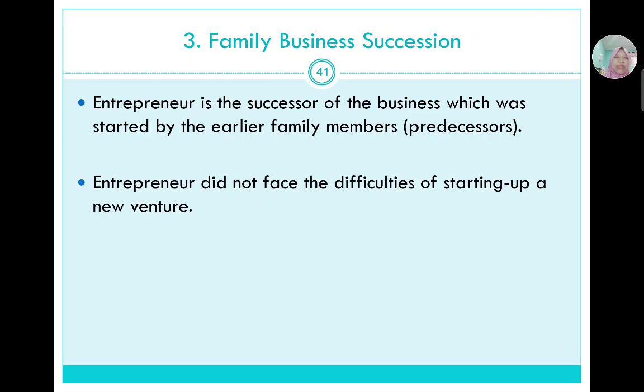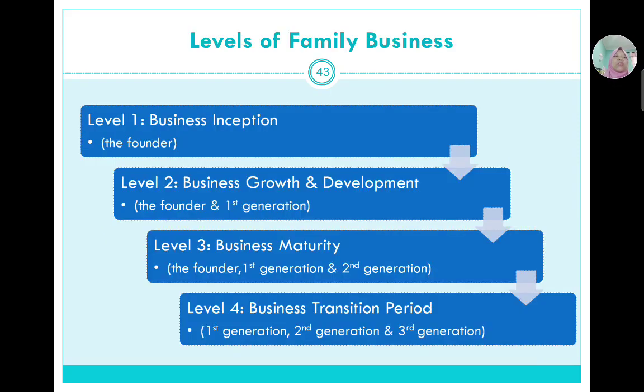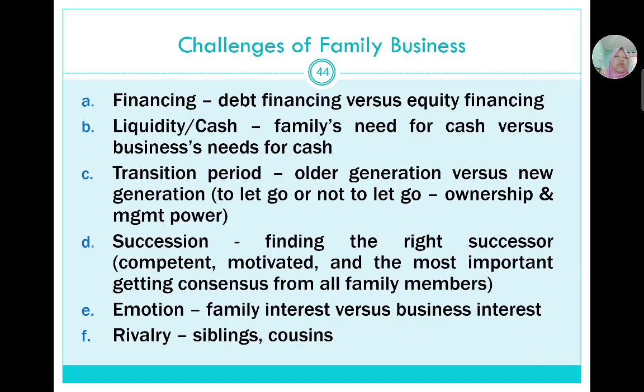Okay, number 3, family business succession. If the family has a business, this is an example of a family business. Just continue it. And this is the level of the family business: business inception, and then this is the level. And lastly, of course, after some time, the business needs to be taken over by the next generation. So there's also a challenge of family business.